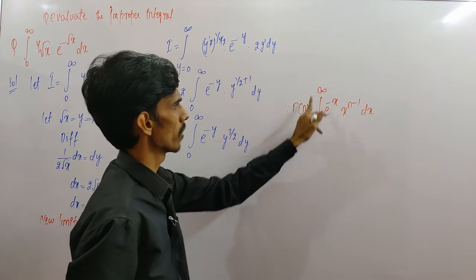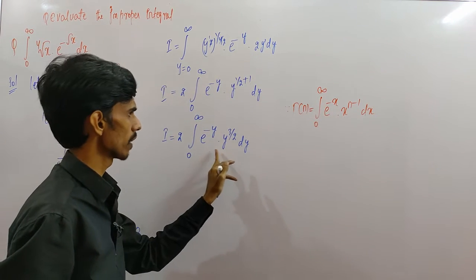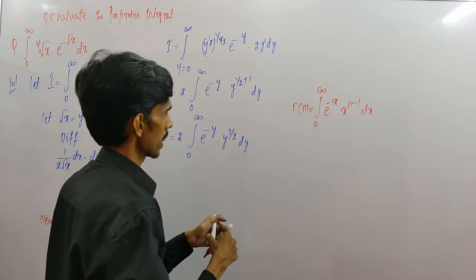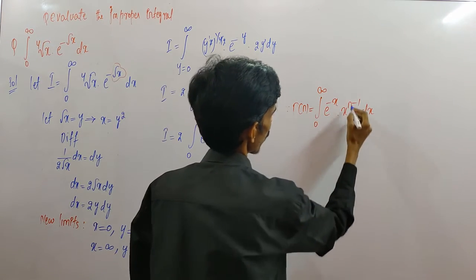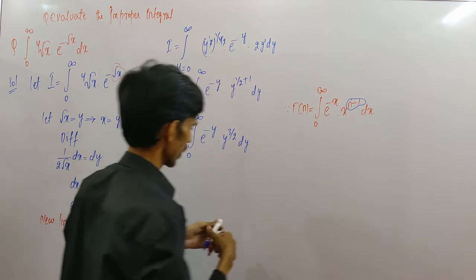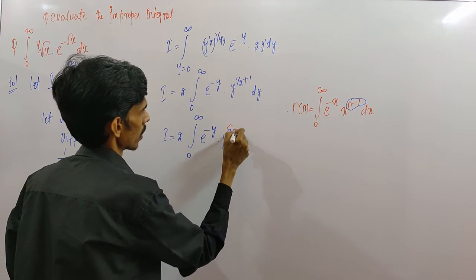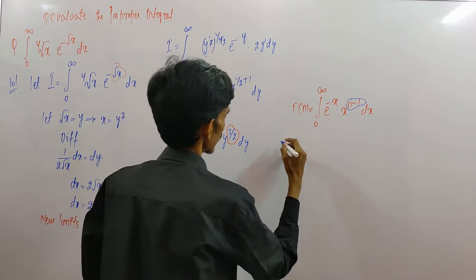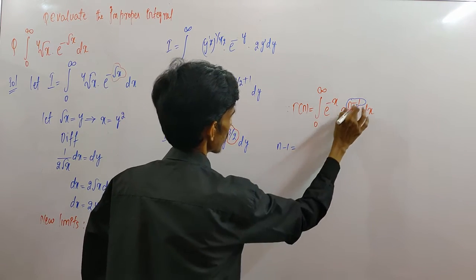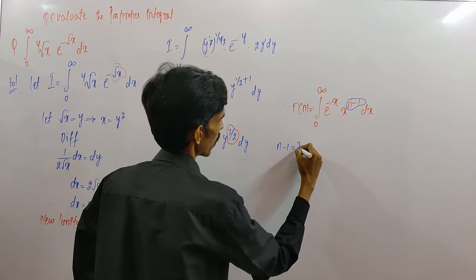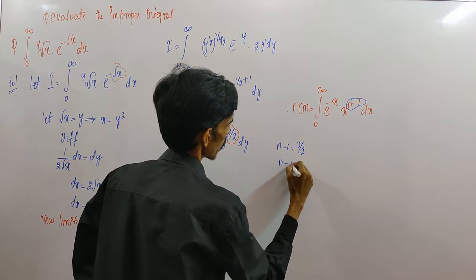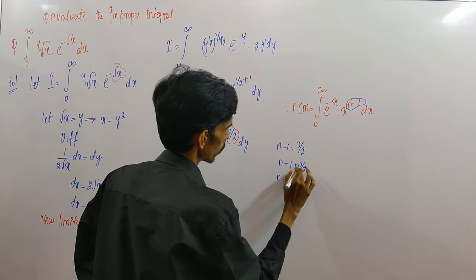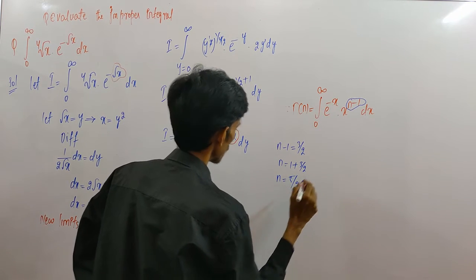The integral from 0 to infinity, exponential function with y as a variable. Here x is the variable. Here we have n minus 1, and here we have 3 by 2. So by comparing, this n minus 1 value is 3 by 2. So we have n is equal to 1 plus 3 by 2, that is 2 plus 3, we have 5 by 2.